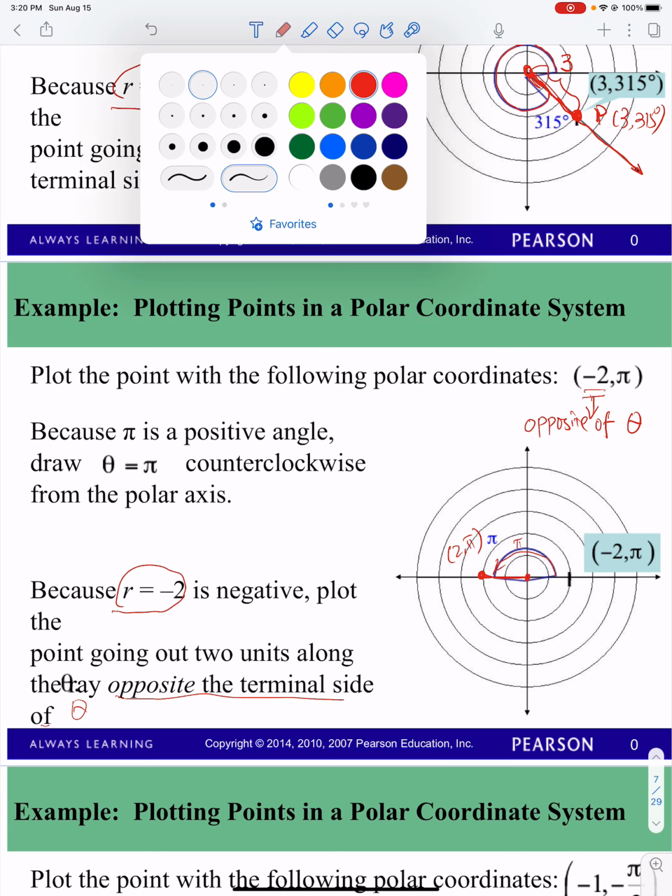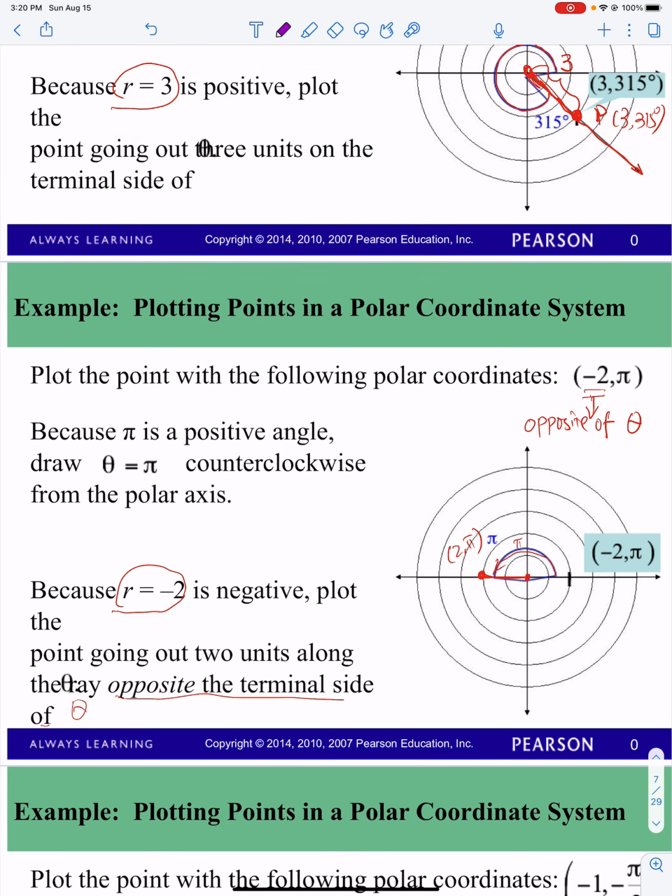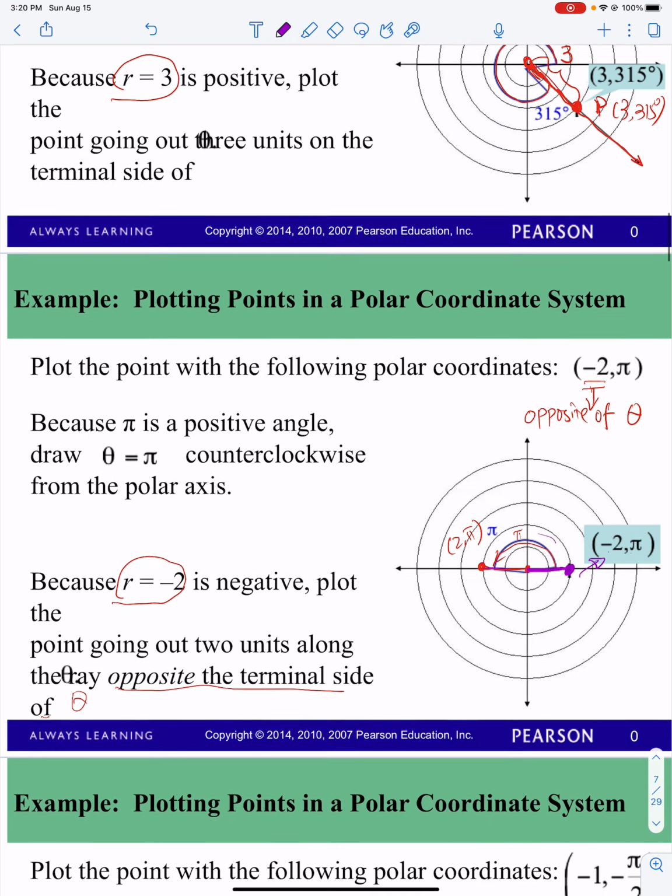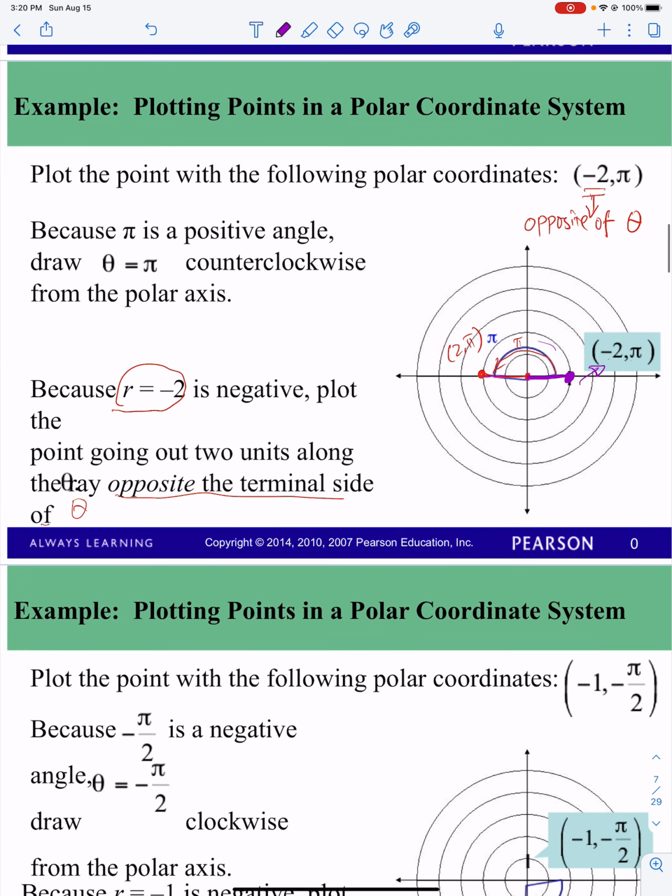So what does this mean? If it goes this way, this is (2, pi). Instead of going this way, we will go to the right side. We just follow the direction of theta. Because theta is right here, we just follow this line to the other side. So it will be (-2, pi). This is how you get it.